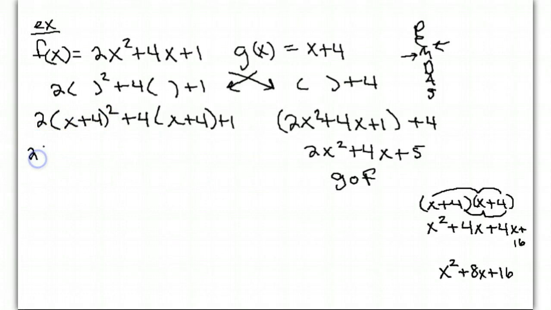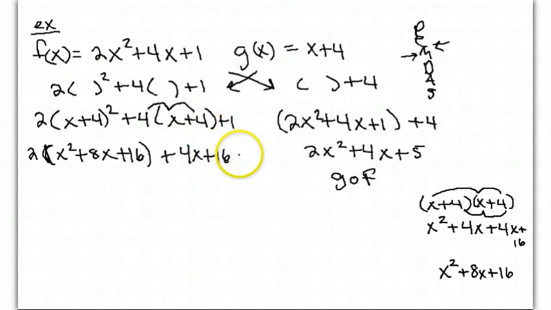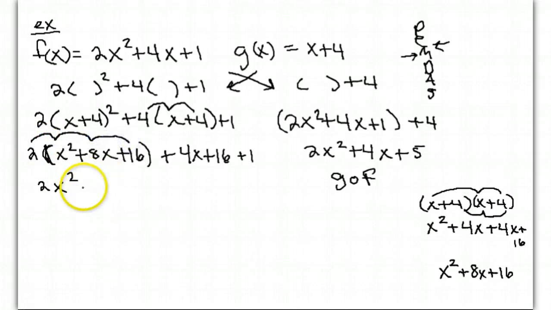So you end up having a 2 open parentheses x squared plus 8x plus 16. And then plus, you can bunny hop this 4 through, and that gives you 4x plus 16 and then drop the 1 plus 1. So when you send the 2 through now, you have a 2x squared. You have to bunny hop the 2. So what it's going to do is going to multiply times everything on the inside, plus 16x plus 32. And then you bring down the rest of it. So you got a plus 4x plus 16 plus 1.